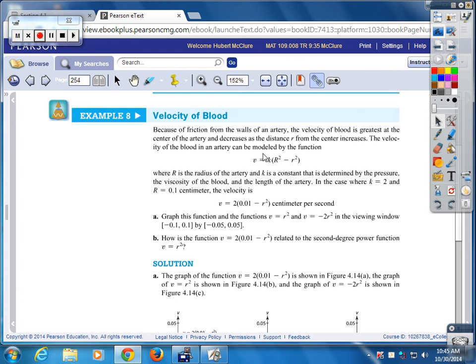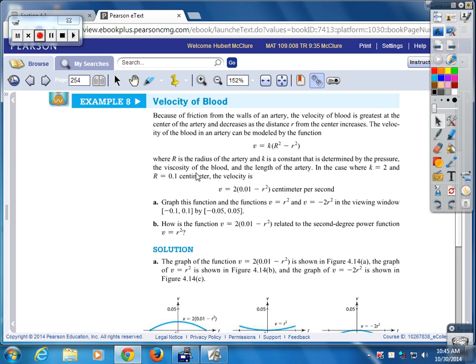All right, let's look at this one. This is a health ed question, but because of friction from the walls of an artery, the velocity of blood is greatest at the center of the artery. Dang old high blood pressure, dang old cholesterol. And decreases as the distance r from the center increases. So as you get further toward the walls, the velocity is going to what? Decrease.